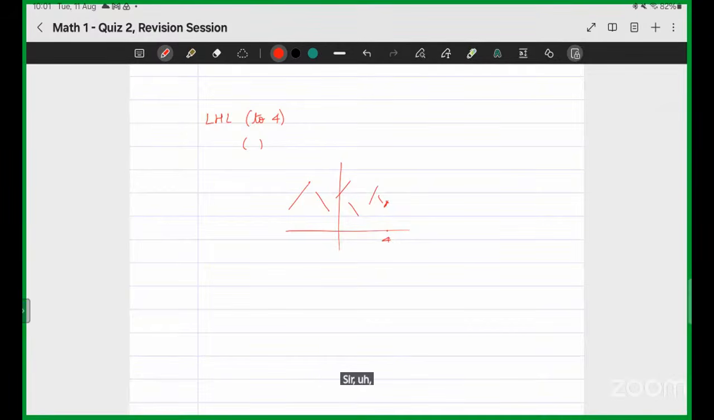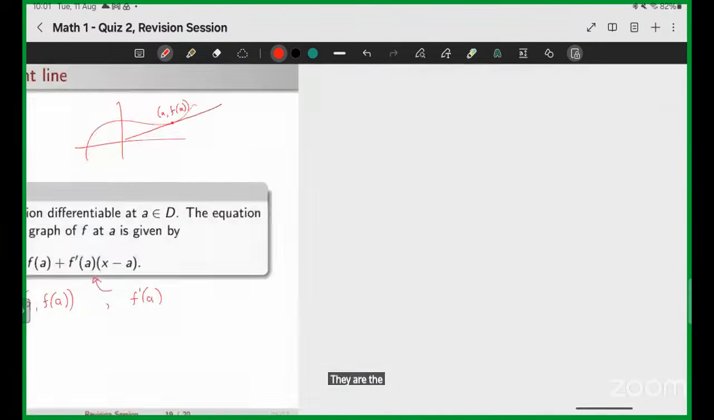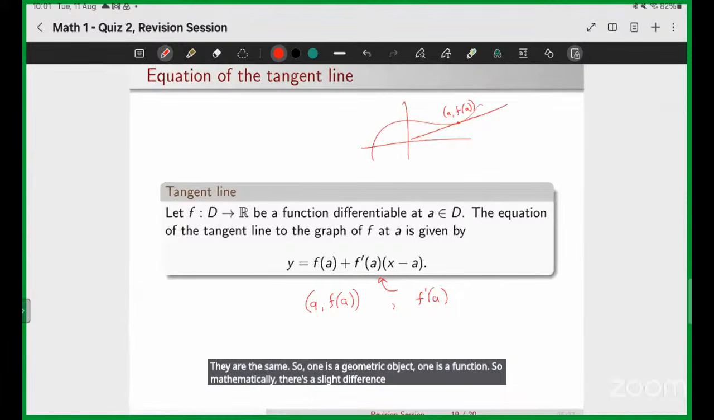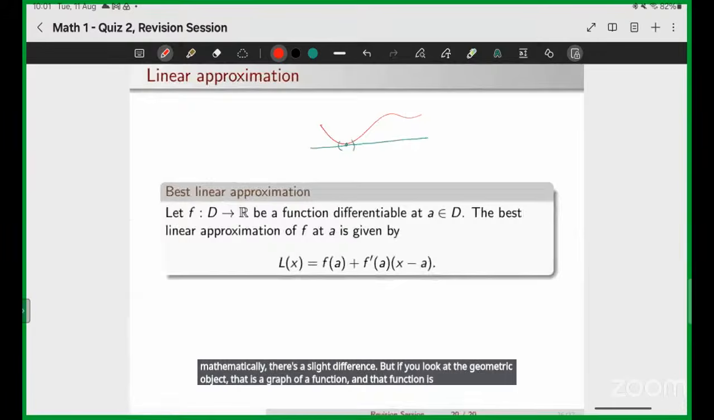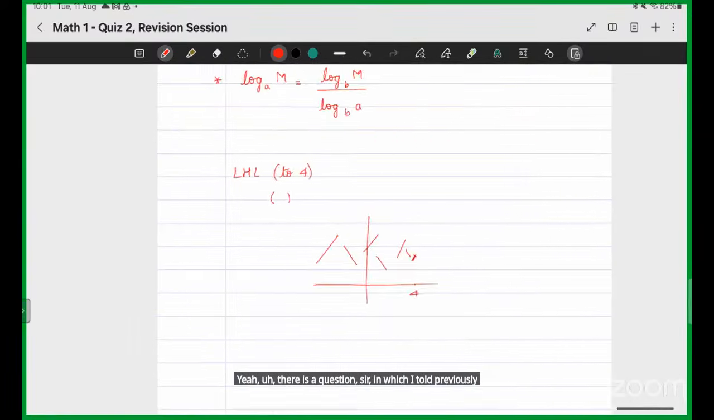Sir, are the tangent equation and linear approximation equal or different? They are the same. One is a geometric object, one is a function. So mathematically there's a slight difference. But if you look at the geometric object, that is a graph of a function, and that function is precisely the best linear approximation.